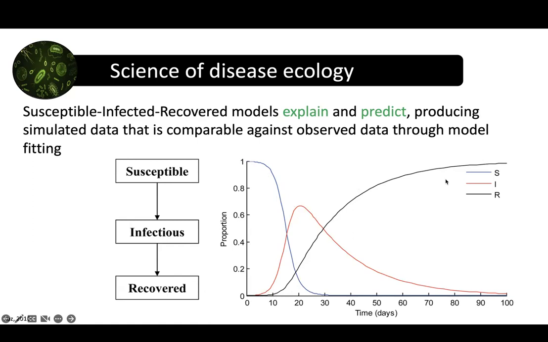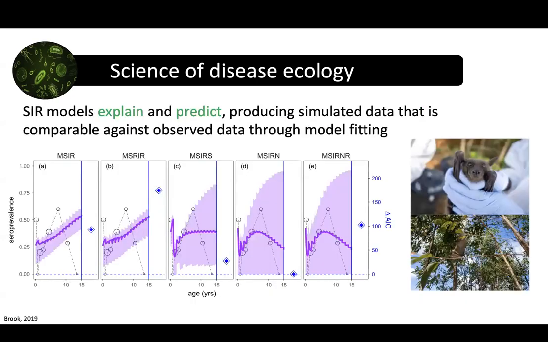So we still fit models to data. We still use both statistical and mechanistic models to make hypotheses about how the pathogen or microbe will persist within a population and spread. And we still do model fitting to determine what's going on in our data. So in this example here, various versions of the SIR model have been proposed. So these are our hypotheses.